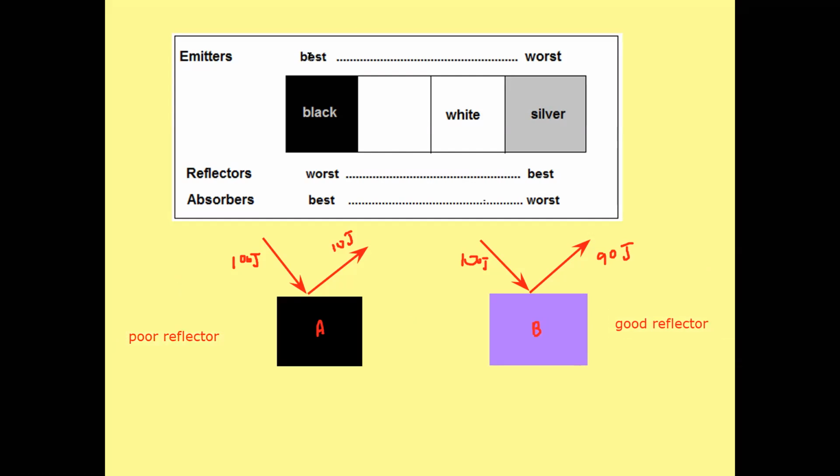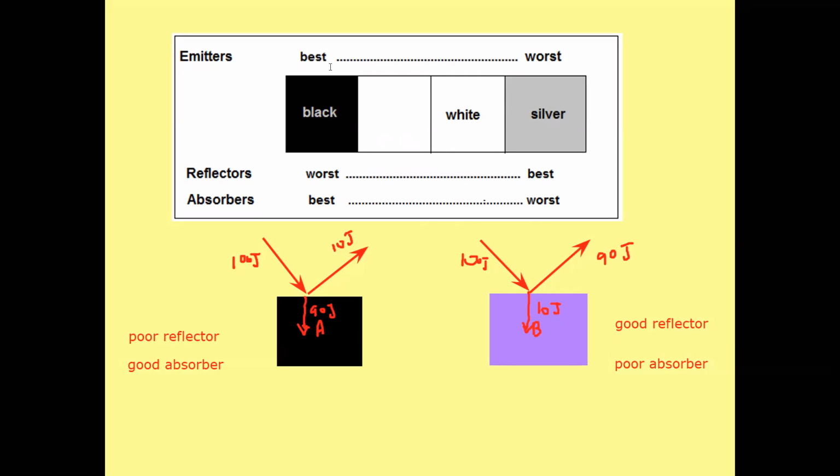Now, how much energy will it absorb? It will absorb 90 joules because 10 is reflected. How much energy will this one absorb? Only 10 joules, because a greater amount of energy is reflected. Which one is a good absorber? So A is a good absorber, where B is a poor absorber.